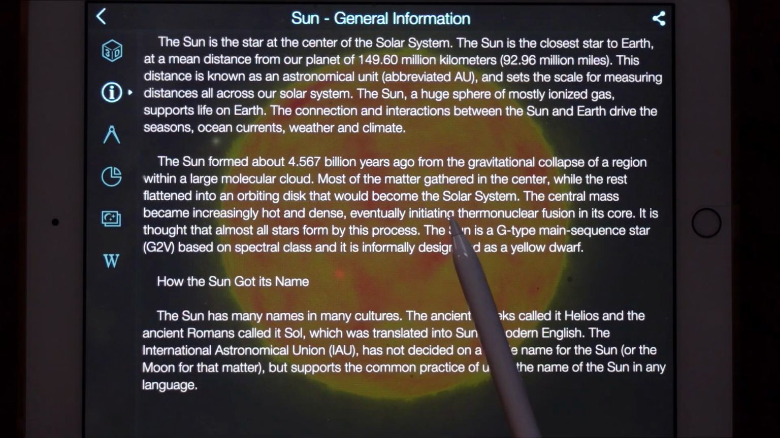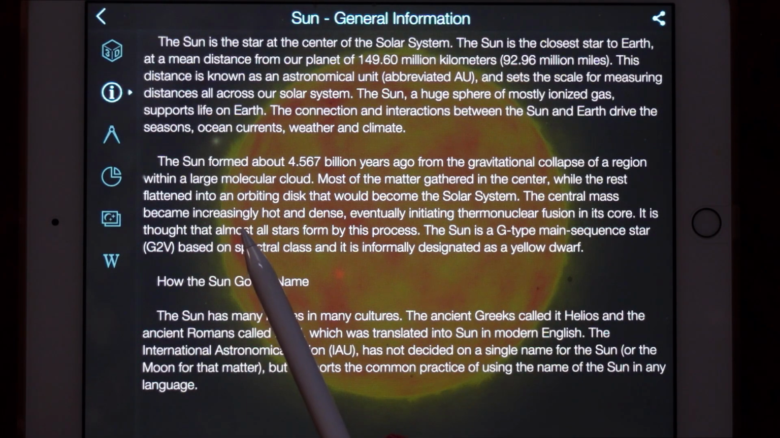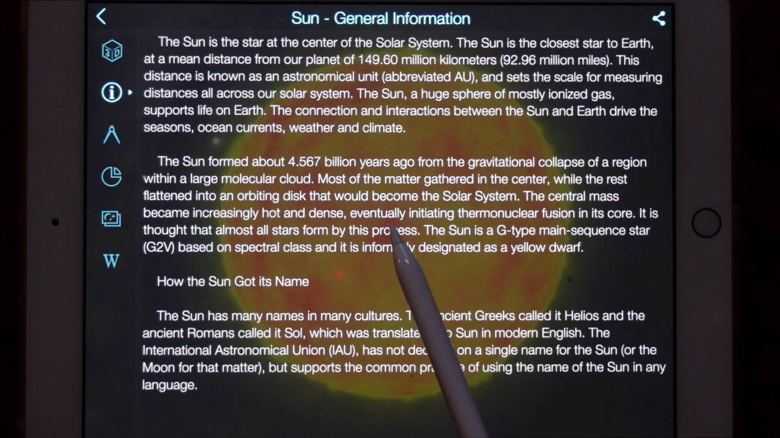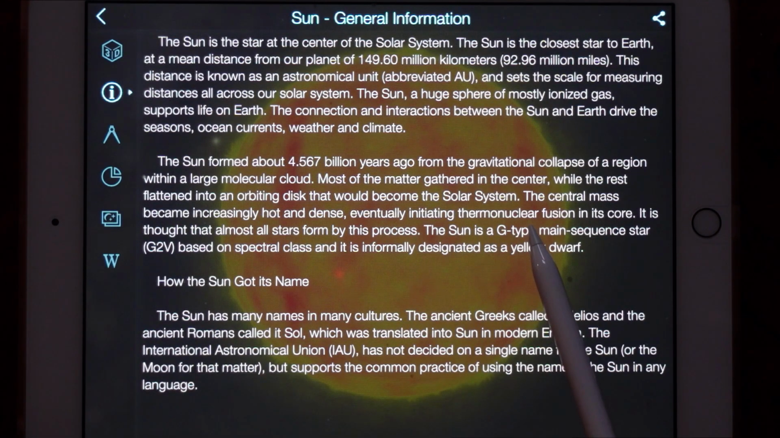Most of the matter gathered in the centre, while the rest flattened into an orbiting disk that would become the solar system. The central mass became increasingly hot and dense, eventually initiating thermonuclear fusion in its core. It is thought that almost all stars are formed by this process.